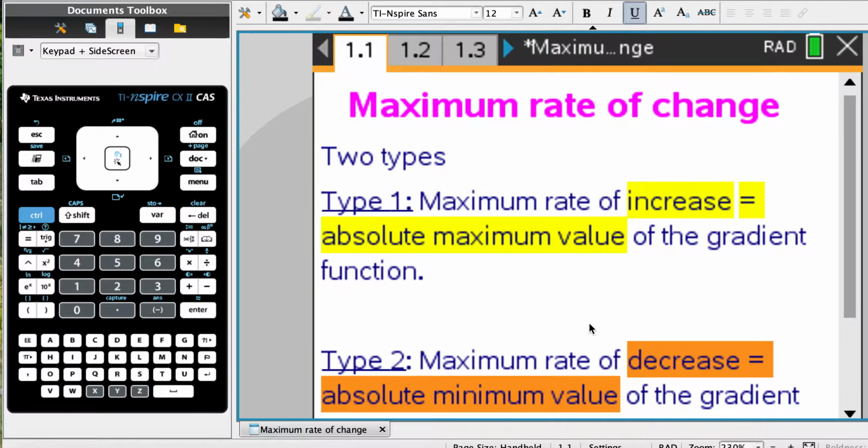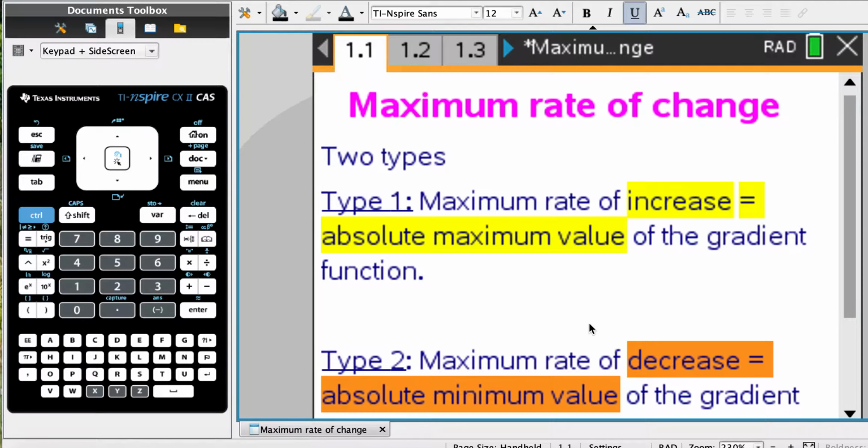Maximum rates of change. I'll be presenting both graphically and a bit of summary algebraically as well, for you to have a clear understanding of what this concept really means.